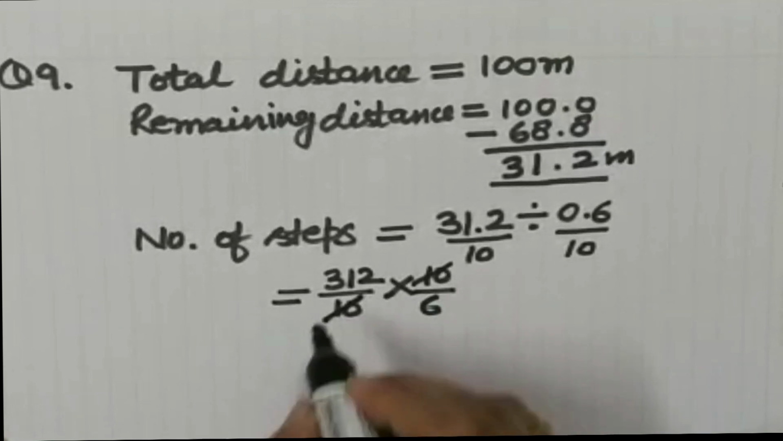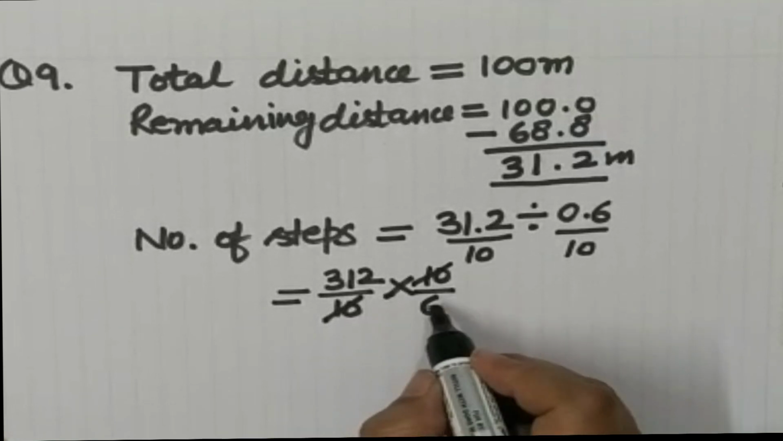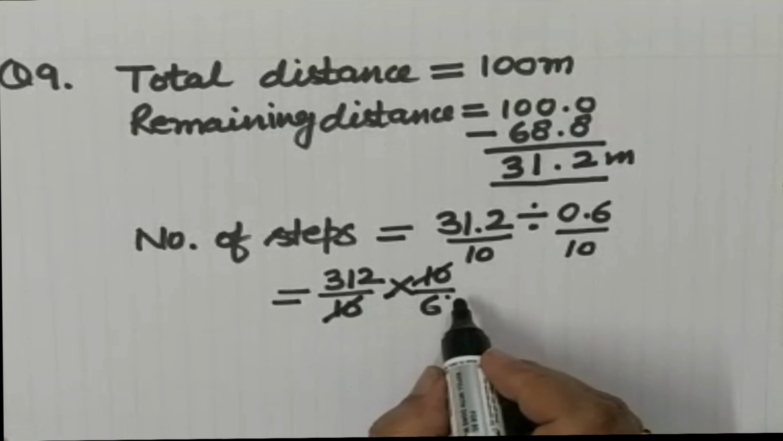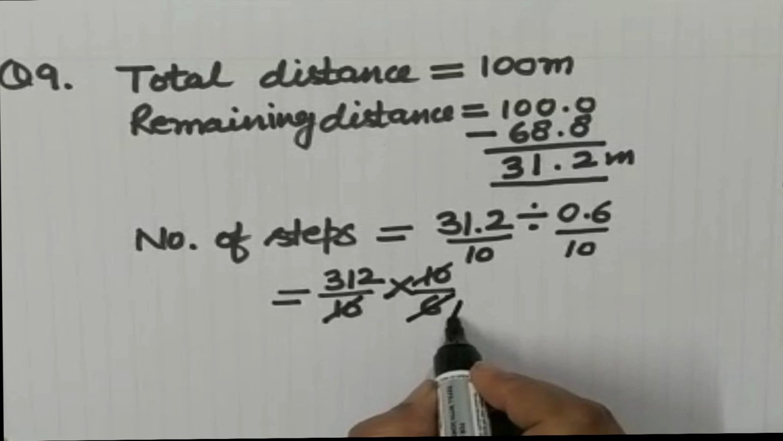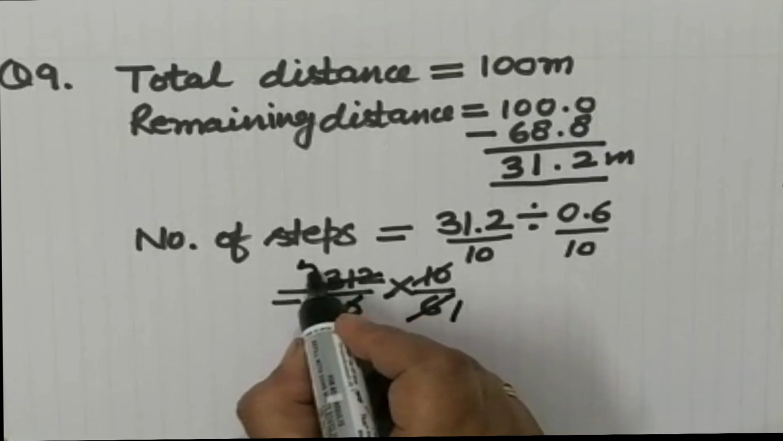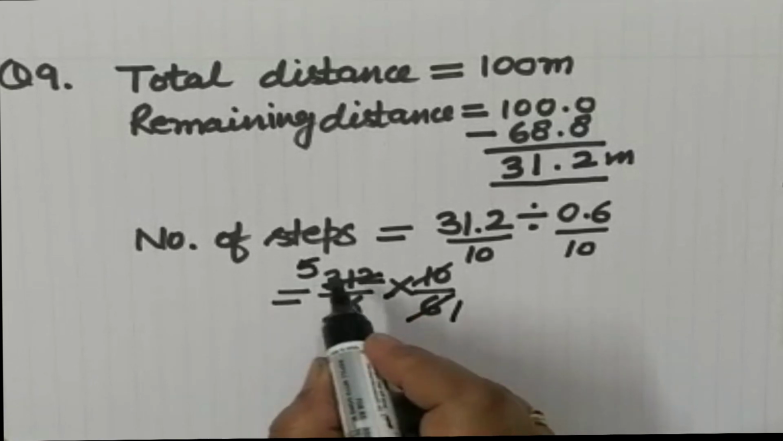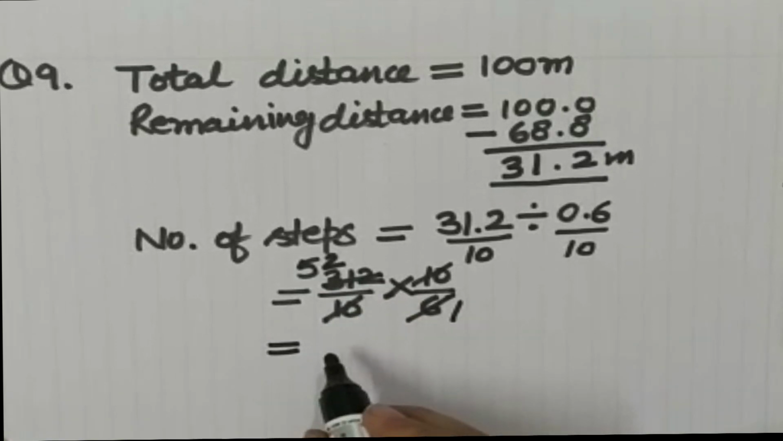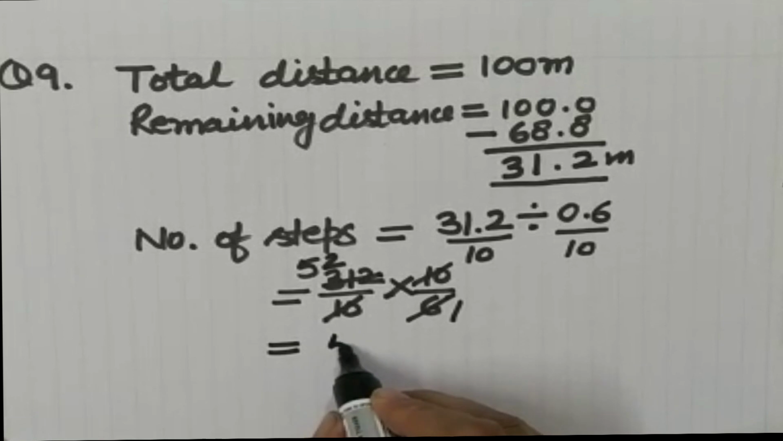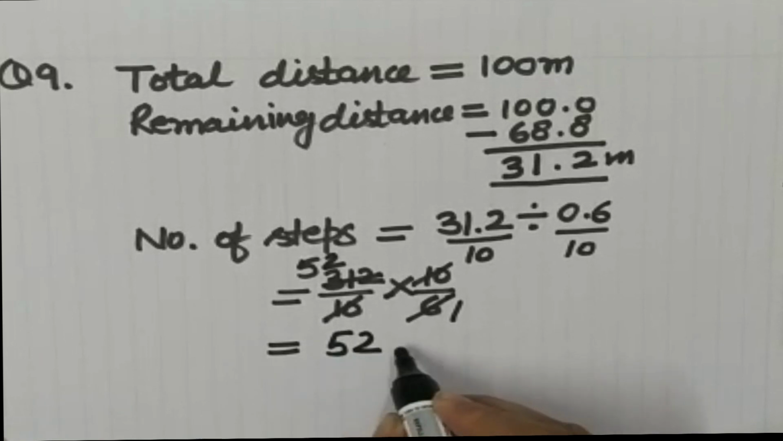So cancel out, and see in the rough, it is a multiple of 6. Yes, 6 times 1 is 6, 6 times 5 is 30 and 1 is the balance, 6 times 2 is 12. You can see in the rough space, you can check. So the answer is 52 steps.